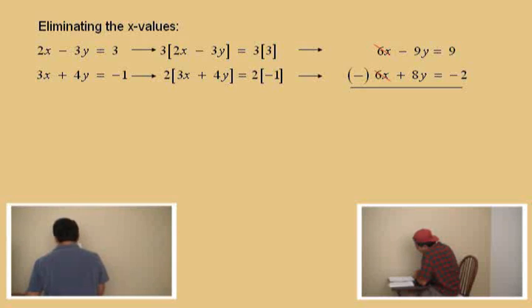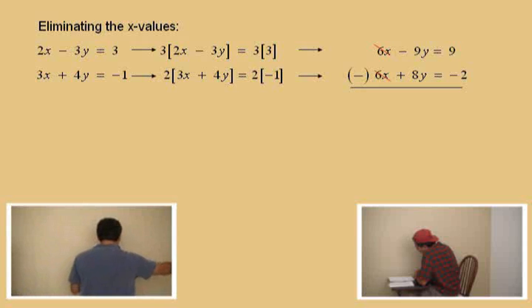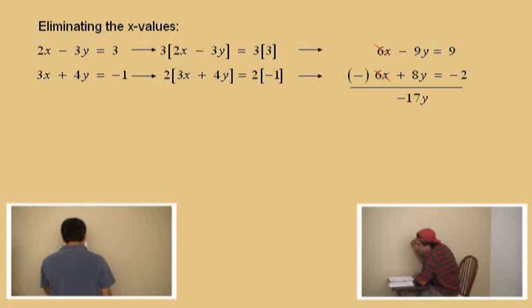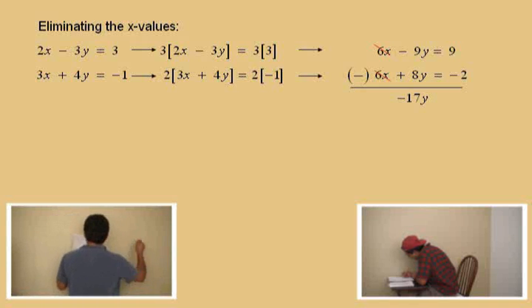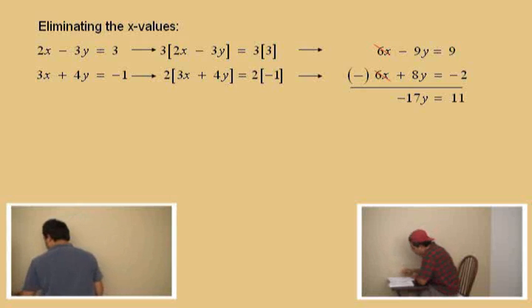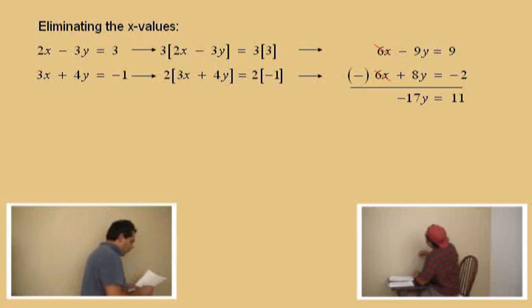And then now you got to do -9y - 8y. Charlie, what is that? -17y. Now, what's on the right-hand side? Don't forget you're subtracting. It's 9 subtract a negative 2. So what is it, Charlie? 11. 11. Very nice.